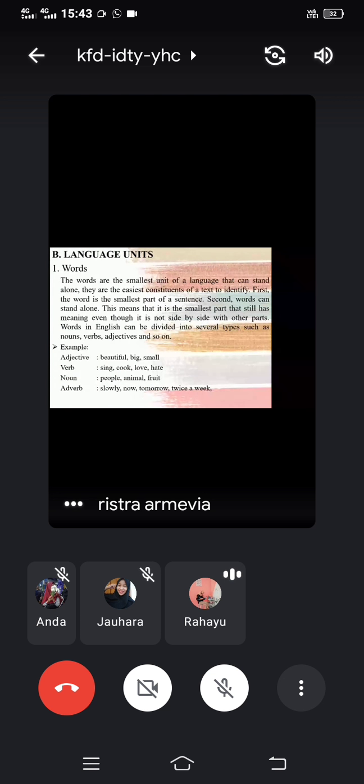Example. Adjective: beautiful, big, small. Verb: sing, cook, love, hate. Noun: people, animal, fruit. Adverb: slowly, now, tomorrow, twice a week.